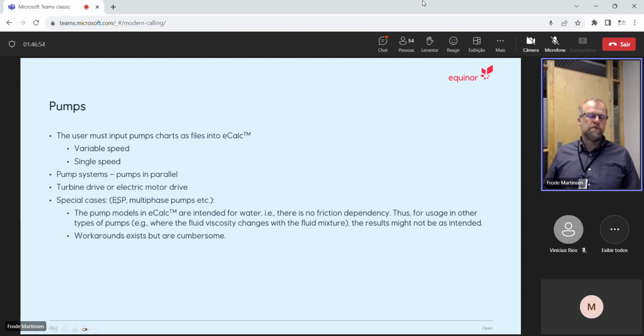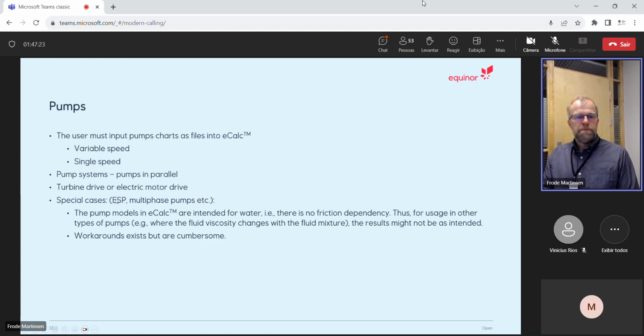We have a couple of fields that have ESPs and multiphase pumps, but the workarounds work, and it's not so important for us to put our software engineers to work on doing that. It's something that somebody else can do if they want to. The equations are available, but for now it's only water pumps. And if you want to do something else, you need to think.